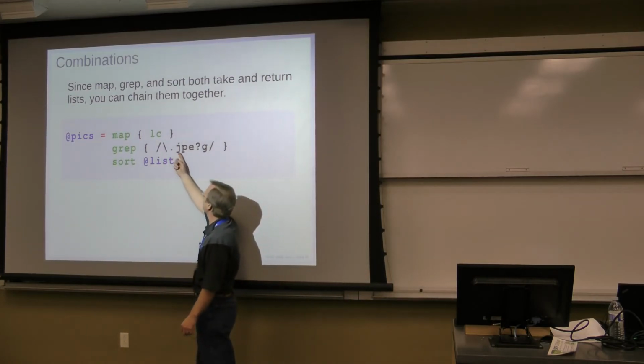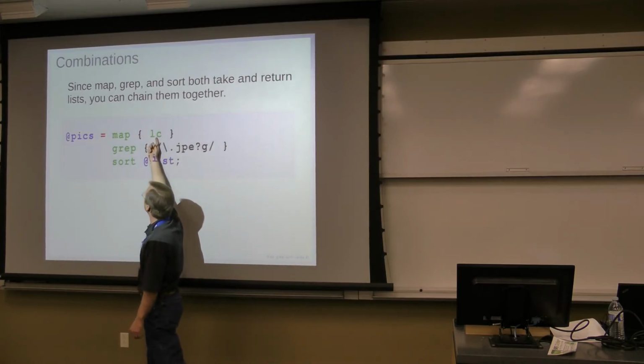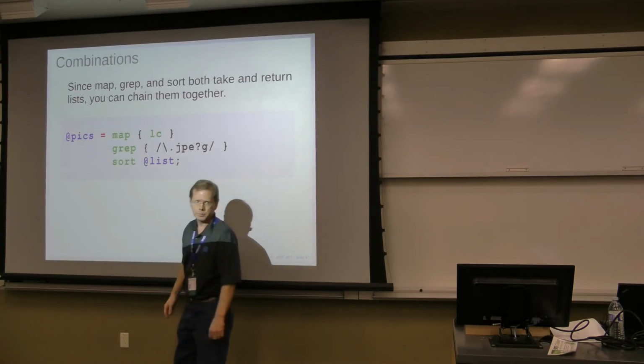So we're looking for a dot followed by a JP, an optional E (might have an E in there), and then a G. Then we lowercase those, force them all to lowercase, and that becomes our list of pictures.